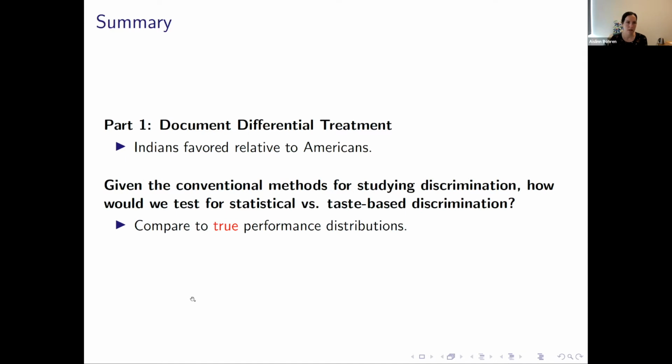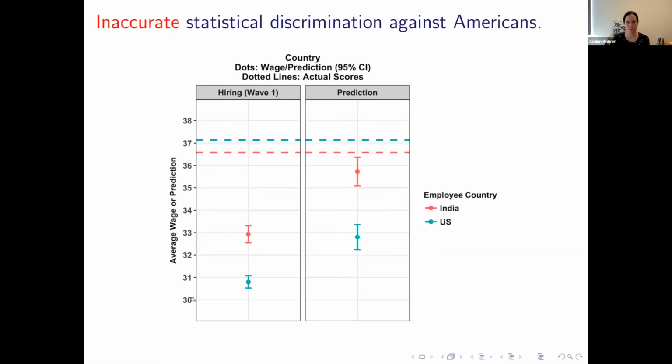It's a common method you can use to try and tease out sources is to do this belief elicitation.